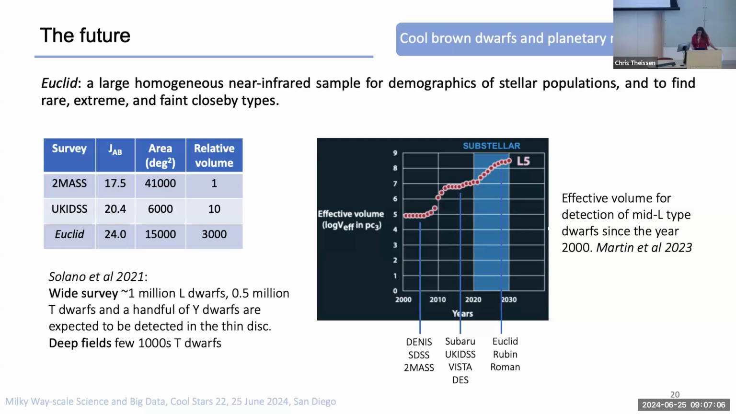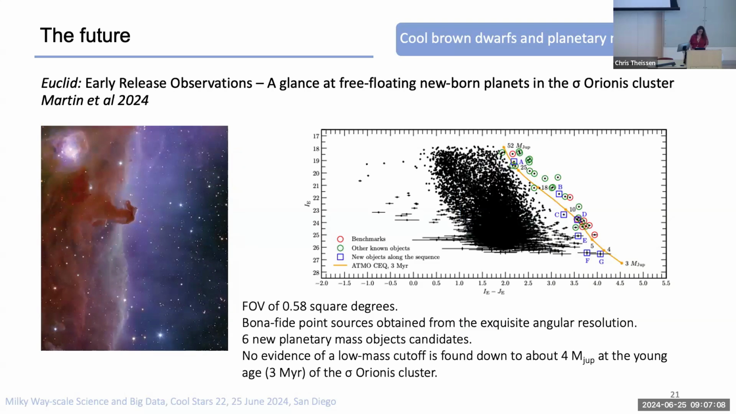And as an illustration on this very cool object, I will show you here a result obtained from the early release observation of Euclid. This region of the sky has been observed. It's only 0.6 square degrees, so it's very small compared to the thousands of square degrees that Euclid is scanning.